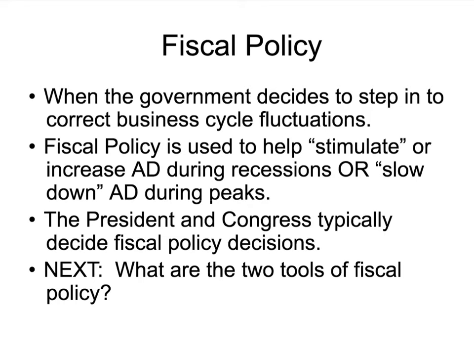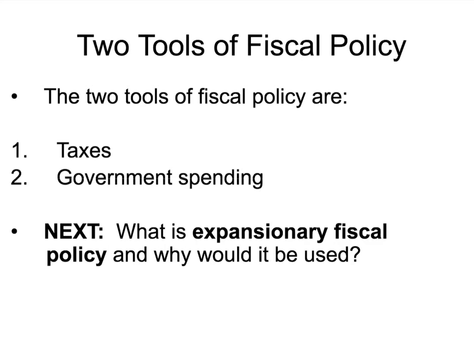Next. Fiscal policy is the government interacting in the macroeconomy. By either changing taxation or spending levels, it can influence and stimulate or slow down aggregate demand. And so Congress and the President typically decide fiscal policy actions. Next. The tools of fiscal policy are simply taxes and government spending.